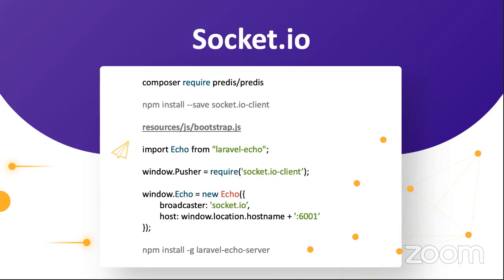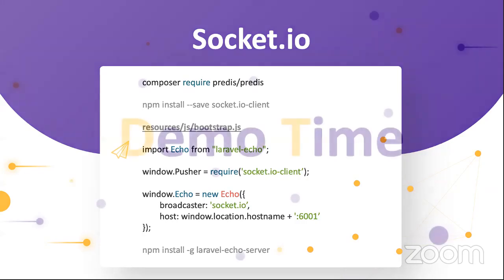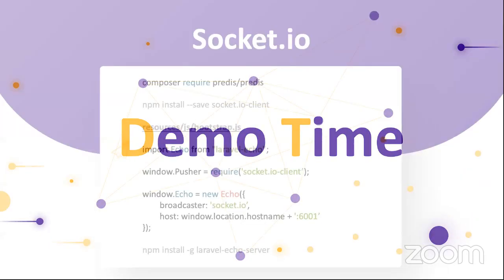And after doing this, the most important thing that you will need to do is run npm install and npm run dev. And you need to include your app.js from the public folder in your application. We will see all this in the demo. So yeah, let's see the demo.